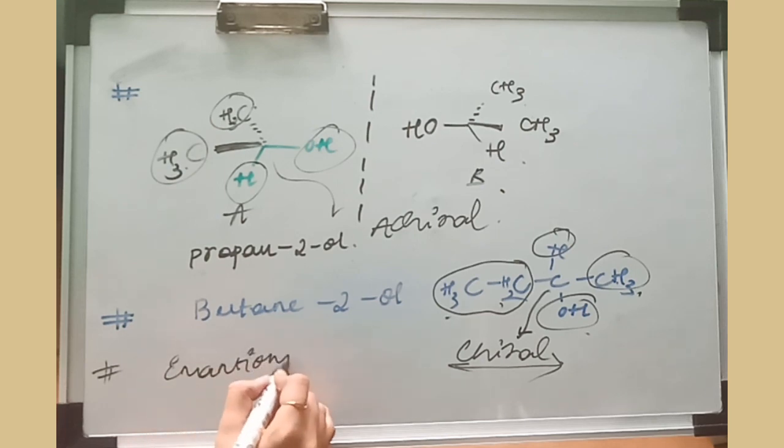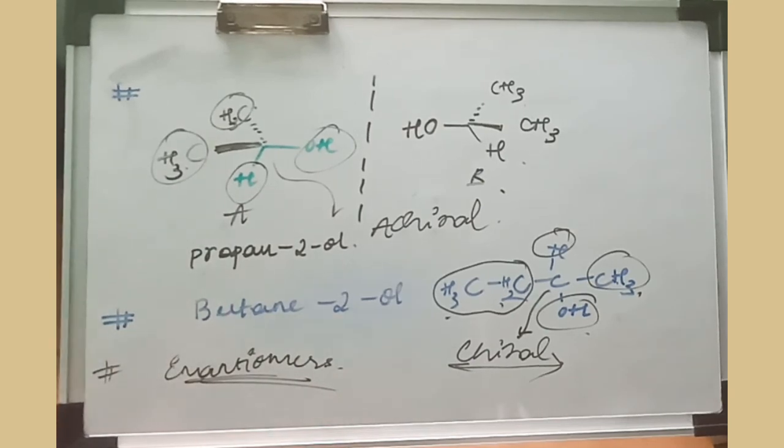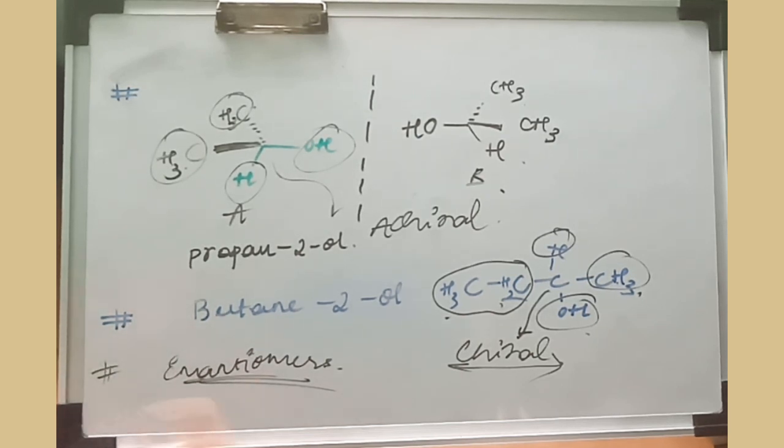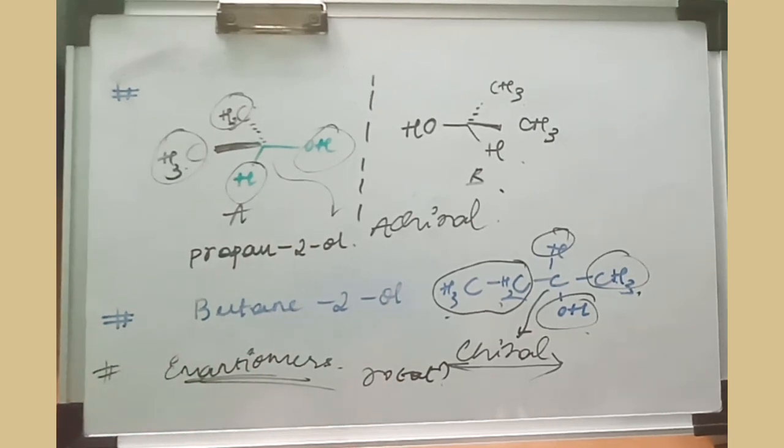These enantiomers have the same physical properties like melting point and boiling point, but they differ only in the rotation of plane polarized light. If one isomer rotates the plane polarized light in a clockwise direction, the other isomer will rotate it in the anti-clockwise manner.